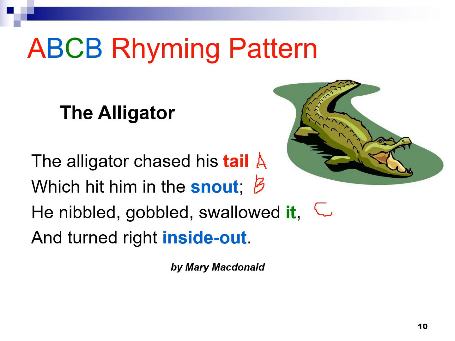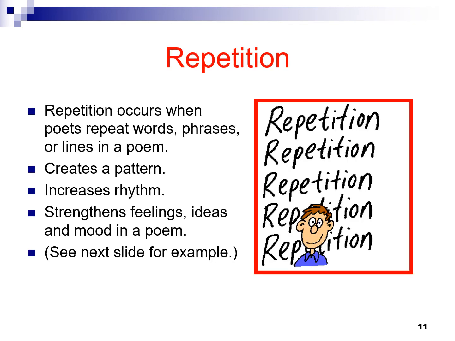The next, and turned right inside out. Out rhymes with the final sound of the second line, so we also label it with letter B. So in this example, we have the rhyming pattern or rhyme scheme A, B, C, B. So that's for rhyming pattern. Now we have repetition.